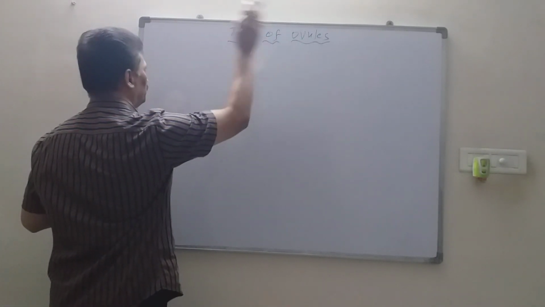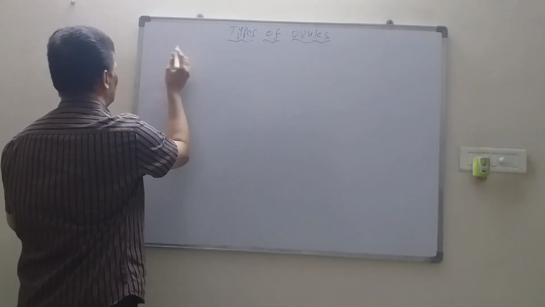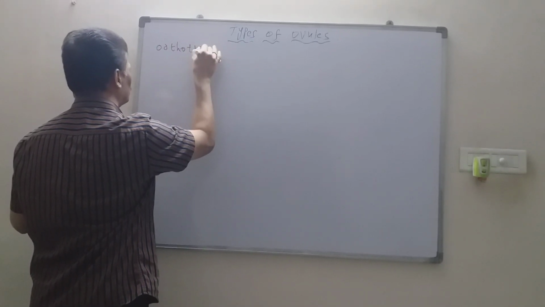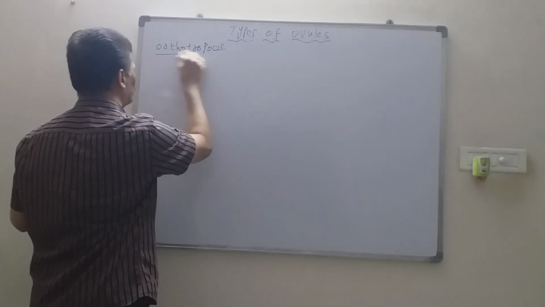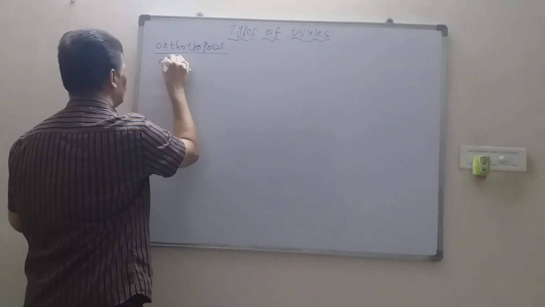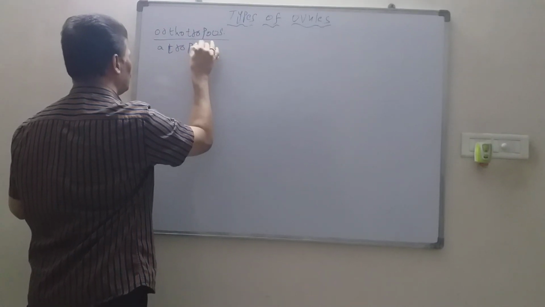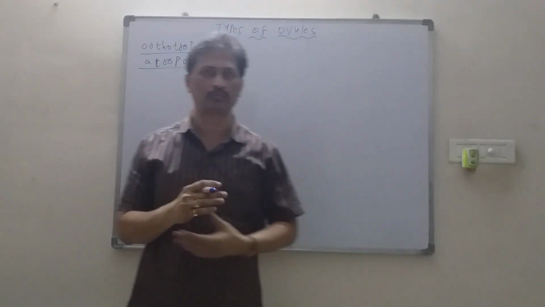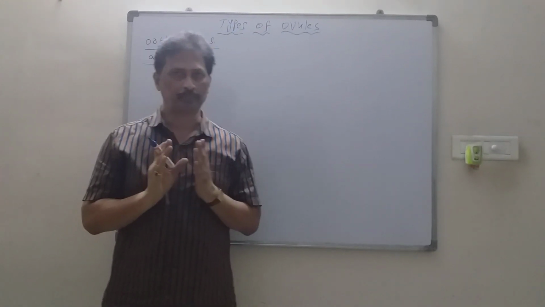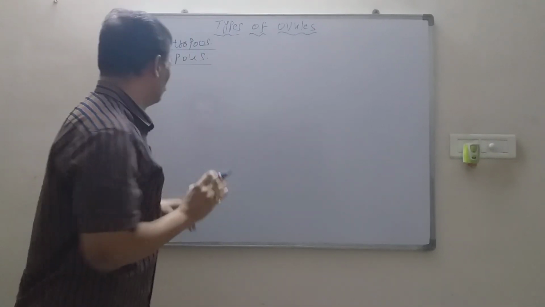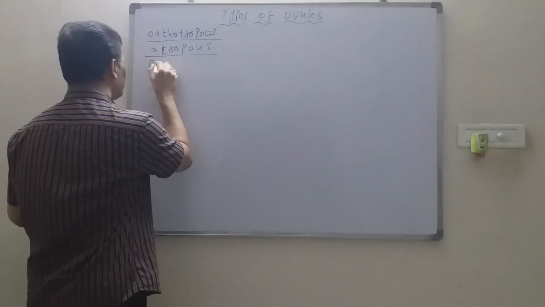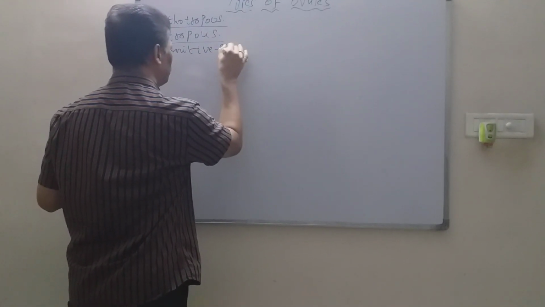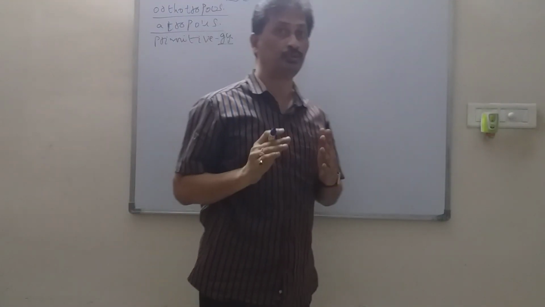If you observe the different types of ovules, the first type is called Orthotropous. This Orthotropous ovule is also called Atropous ovule. Orthotropous and Atropous are equal. The presence of orthotropous ovules is a primitive character, and it is generally found in gymnosperms.